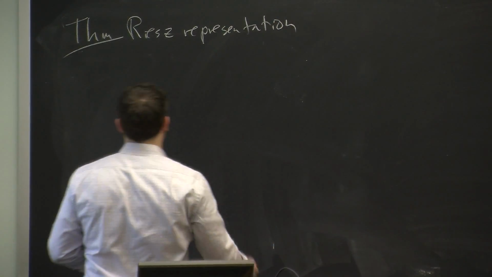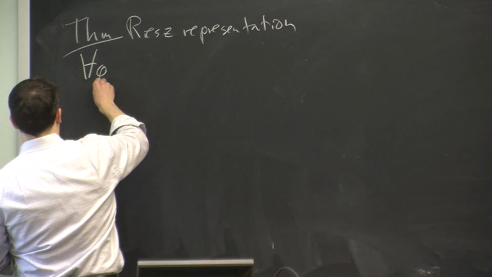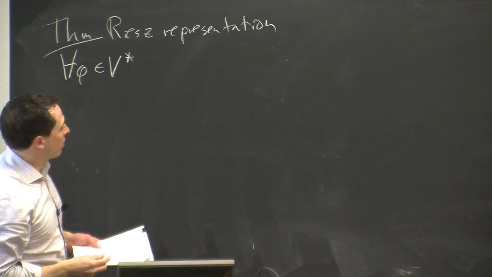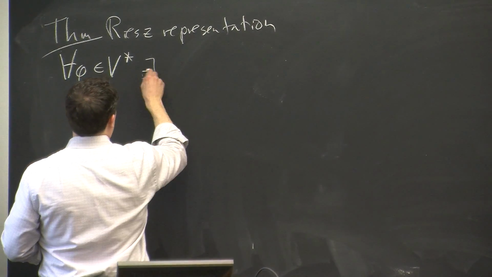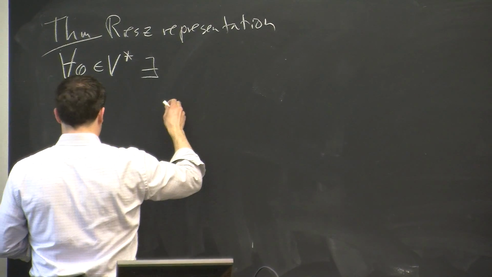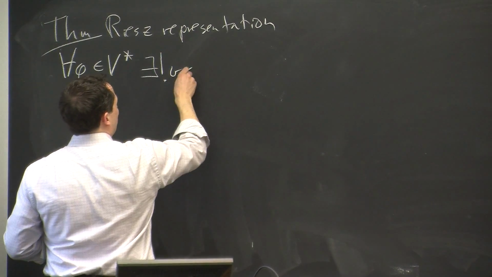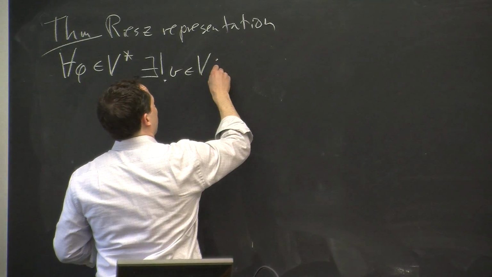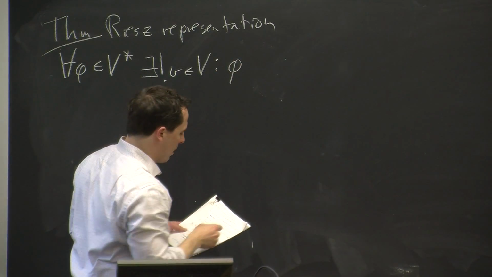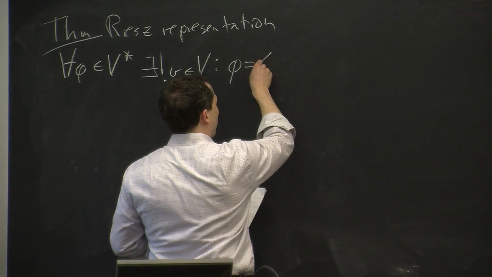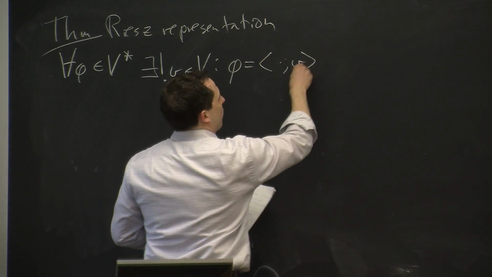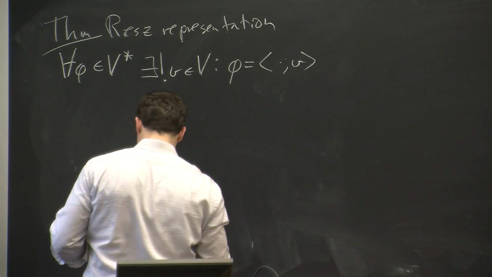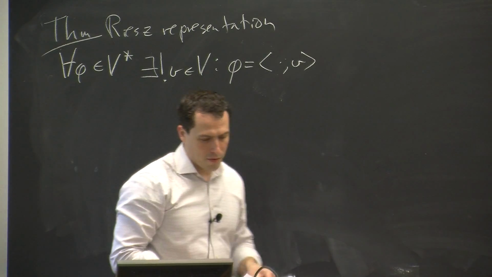Riesz representation says for all phi, concisely, for all phi in V star, V is an inner product space, there exists a unique vector v inside of V such that the linear functional phi can be represented as the function inner product with v. So that's a very concise statement of Riesz representation. And we gave the proof already.